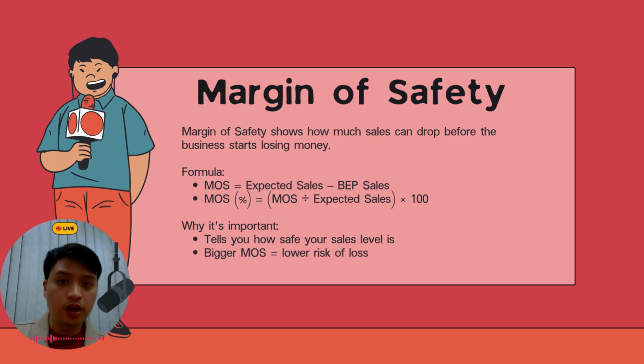So we will look now at the margin of safety or MOS. This tells you how much your sales can fall before you actually start losing money. So to get the MOS, here is the formula. MOS is equal to our expected sales less BEP sales. So to get the MOS in percentage, the formula will be MOS percent is equal to MOS divided by expected sales times 100. So kapag mas mataas ang MOS, your business is safer. In short, the bigger the margin, the lower the risk.